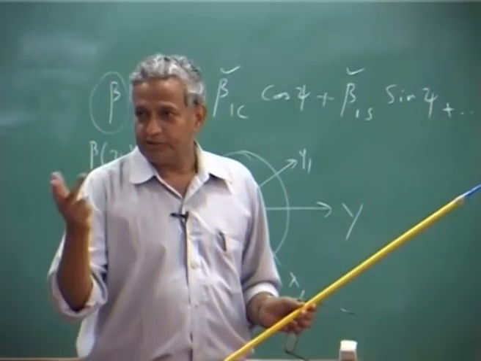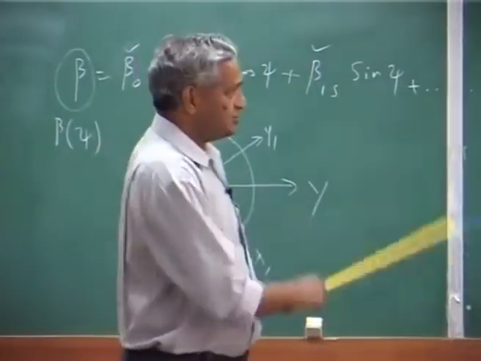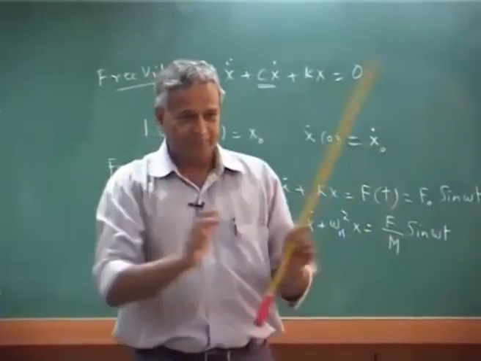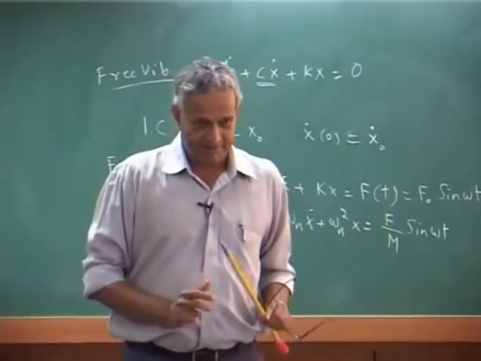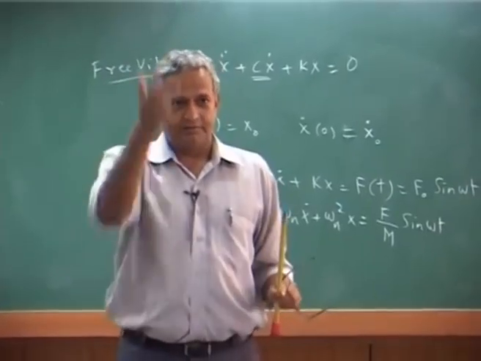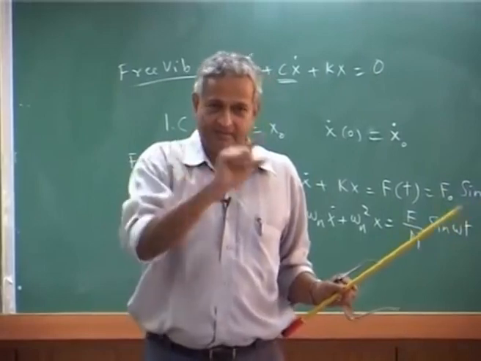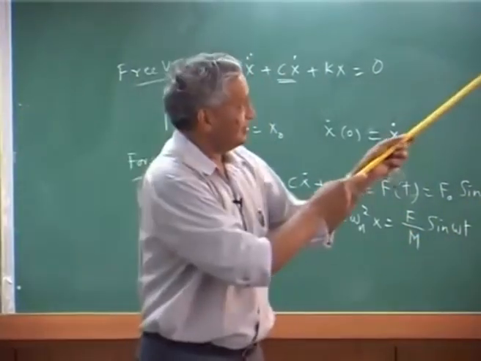There are two ways of doing this, I told you. One is harmonic balance. Harmonic balance means you simply substitute everything in that equation, collect the constant terms, collect the cosine psi terms, collect the sin psi terms, and you will have equations. That is what harmonic balance is. Each harmonic you collect separately and write as one equation, left side equals right side.